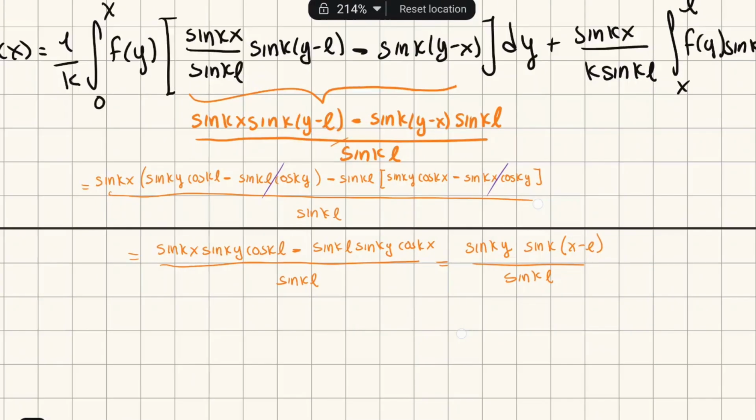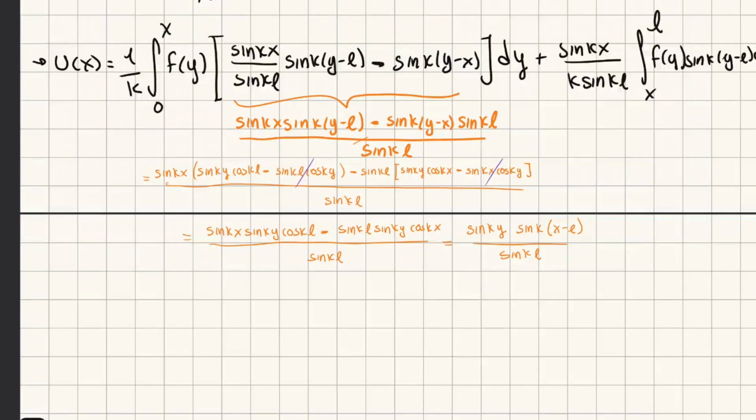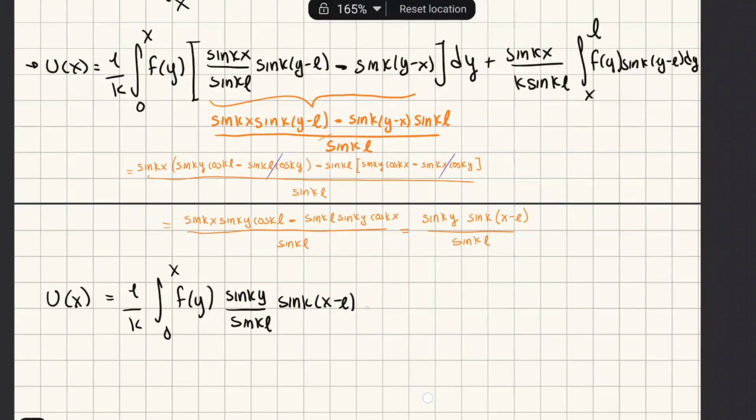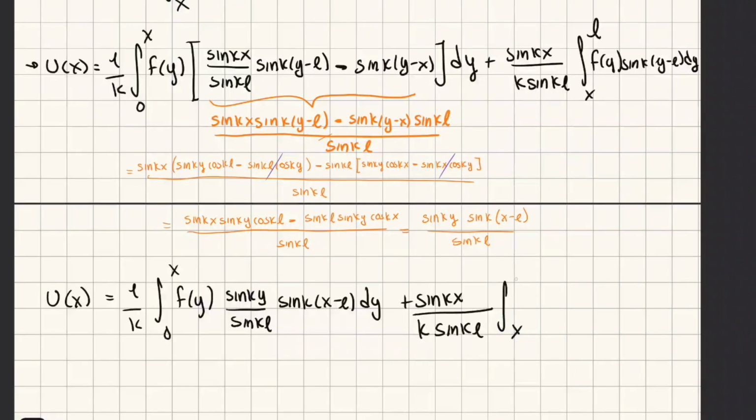Okay, perfect. So we are going to bring back this result to our function u of x to see that this is 1 divided by k, the integral from 0 to x of f of y, that multiplies sine ky divided by sine kl, sine k x minus l dy, plus sine kx divided by k sine kl times the integral from x to l of f of y sine k y minus l dy.